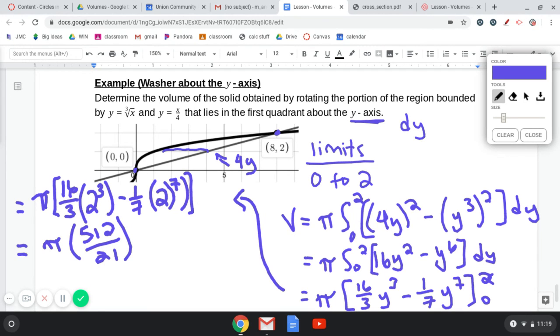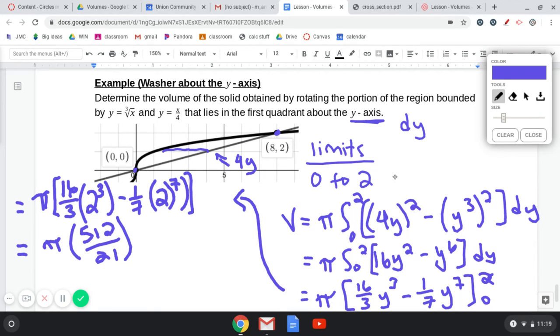So the key difference here with this around the y-axis problem is that your functions have to be in terms of y, which means you have to solve for x, and you're going to integrate with respect to y, so we're going to have a dy there. Your limits are also in terms of y now instead of x.